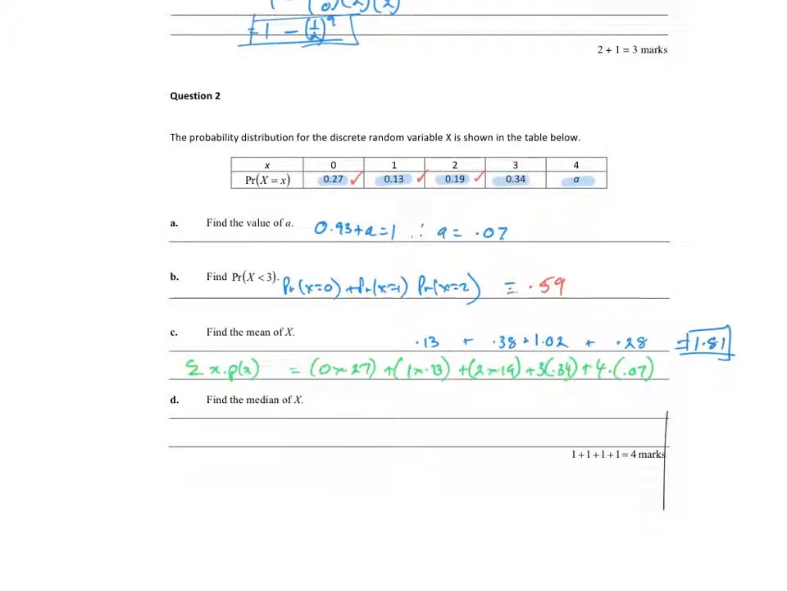The median is where the 0.5 mark is. And 0.27 plus 0.13 is 0.4 plus 0.19 is 0.59. So at 2, that's when we pass the halfway. So the median is at x equal to 2. All right.